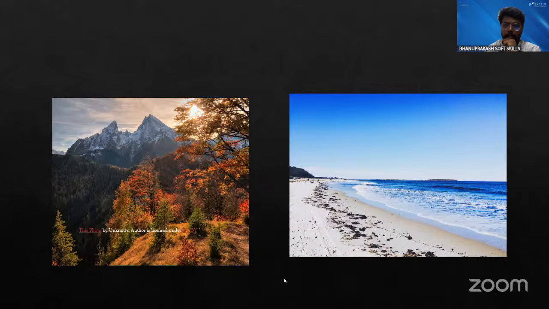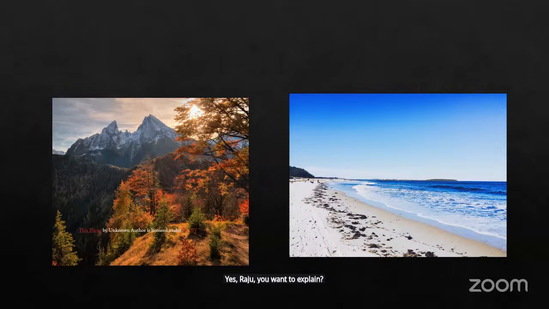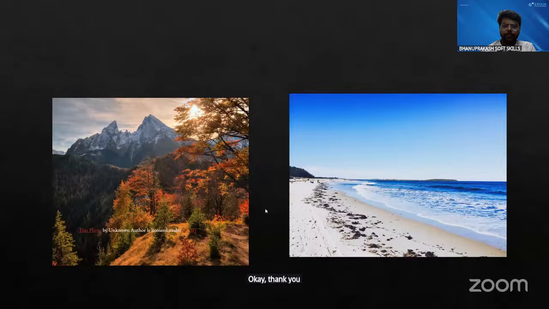Yes, Raju, you want to explain? Good evening, sir. Both pictures show the beauty of nature in different forms, mountains and beaches. Nature gives happiness, fresh air, and peace of mind. And at beaches, the sound of waves gives peace of mind and reduces stress. Thank you, sir. Okay, thank you. Yes, those points are also good.